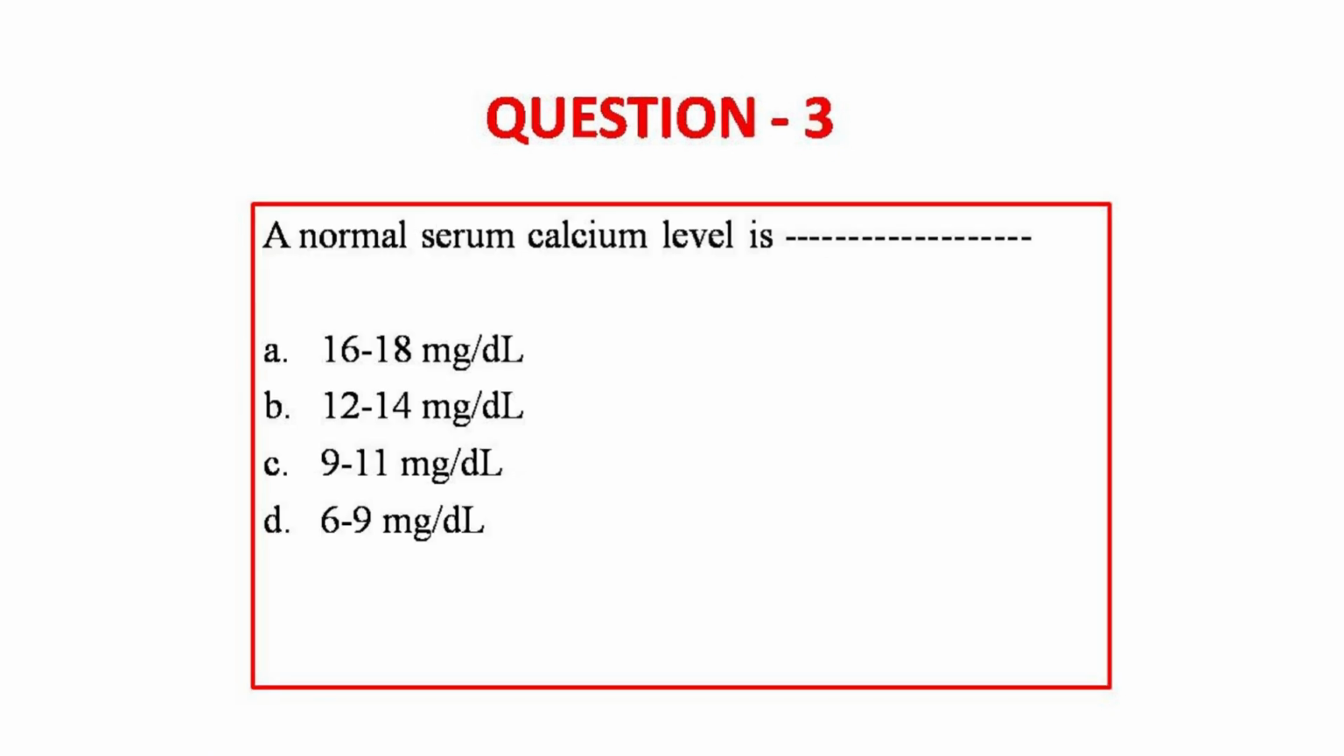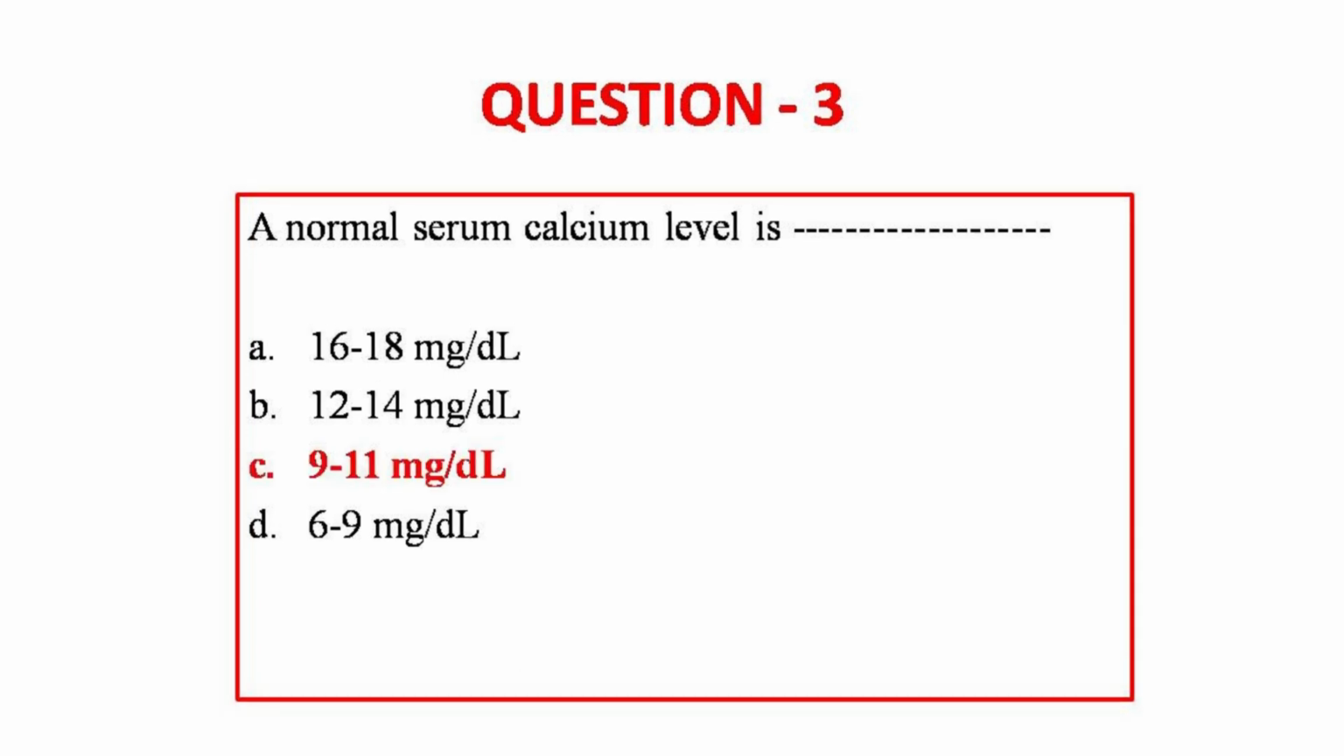Moving on to question 3. A normal serum calcium level is dash, and they've given 16 to 18, 12 to 14, 9 to 11, 6 to 9. See, there are different ranges and the answer is also a little different. So you should come to a conclusion with whatever is given. The answer for the normal serum calcium level here is 9 to 11 mg per dl. But in most books, it will be given as between 8 to 10. But the most common here is 9 to 11, so we have just given 9 to 11.